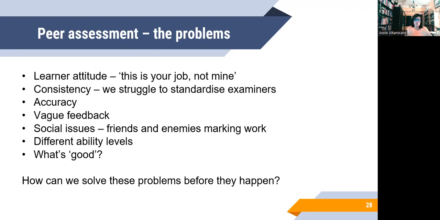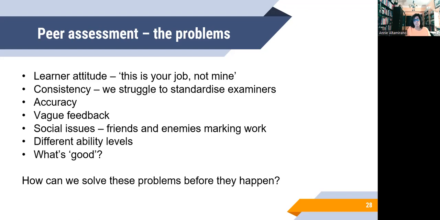Also, giving vague feedback. They will need training in giving feedback, or you will end up having things like, oh, this is interesting, it's nice, I like it, which is totally useless. There are also social issues. You need to select who assesses who, because you have friends and enemies marking work or assessing work.